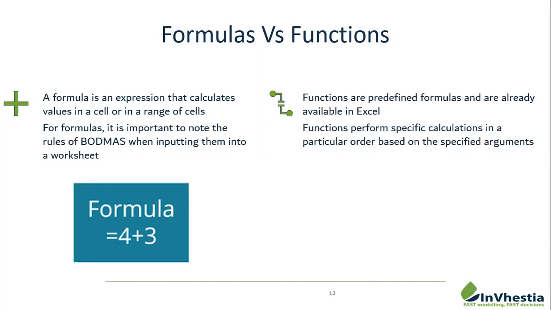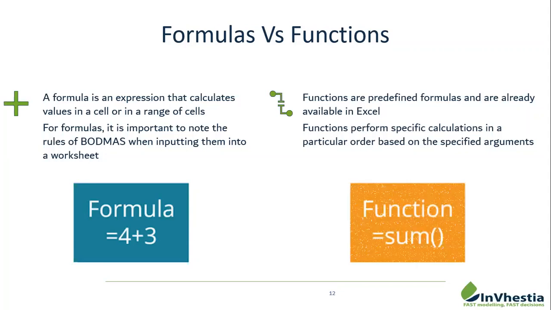A function, on the other hand, is a predefined formula that is already available in Excel. So a function will do the same thing as a formula, but because they're formulas that are used all across the world, Excel has already automated that and therefore put them in functions. An example of a function is equal sign sum. So the thing with functions, you put them in brackets. That's why you see there two brackets right there. Then, so we can proceed.